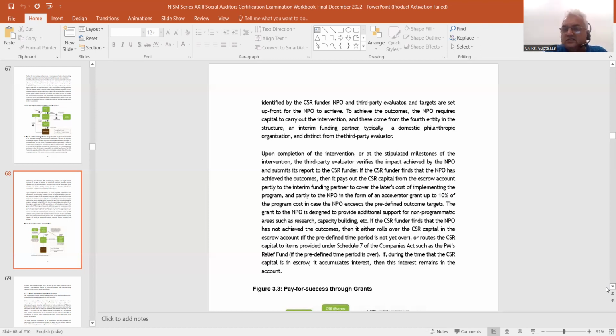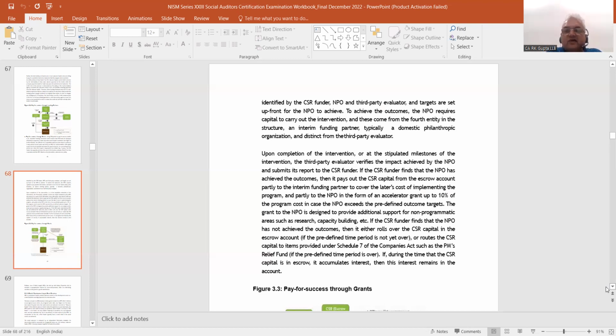Now, in the next stage, initially there will be an interim funding partner. But once the third party evaluator satisfies the CSR funder that the NPO is working in the right direction, then at a later stage there could be some sort of acceleration also, and they may give 110% of the intended expenditure, up to 10% of the program cost in case the NPO exceeds the predefined outcome targets. The grant to the NPO is designed to provide additional support for non-programmatic areas such as research, capacity building, etc.